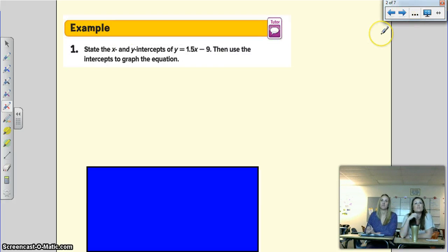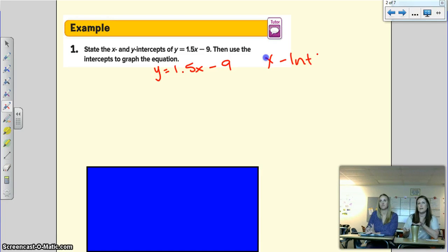Okay. So first it says, state the x and y intercepts of this equation, y equals 1.5x minus 9. Then use intercepts to graph the equation. So the first thing we need to do is find the y-intercept. Obviously we know where that is, because it's y equals mx plus b. So I know that my y-intercept is negative 9. Perfect.